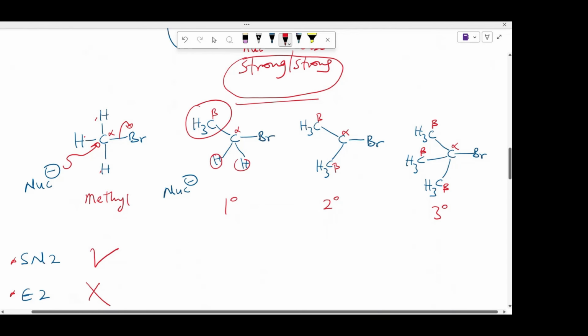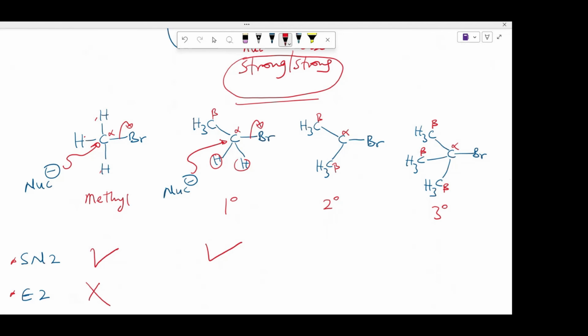Now, when you have a primary alkyl halide, there is one bulky group, and then we have two small hydrogen atoms. So the nucleophile can still easily access and attack the alpha carbon and kick out the leaving group. So in this case, SN2 will prevail over E2. For E2 to happen, a base needs to grab one of the beta protons, but SN2 has higher chances of occurring because of the large space that we have here.